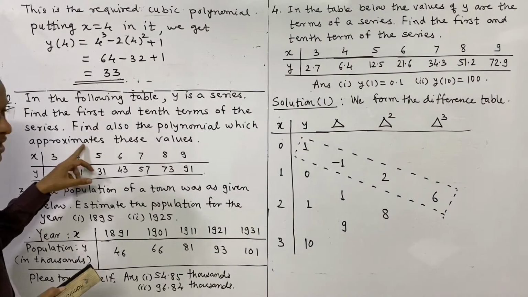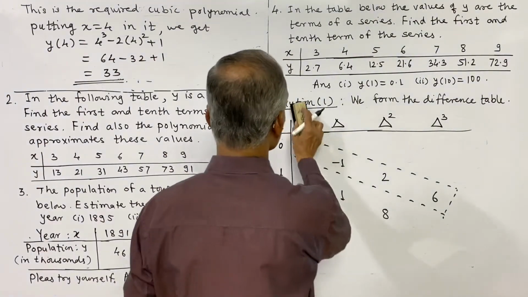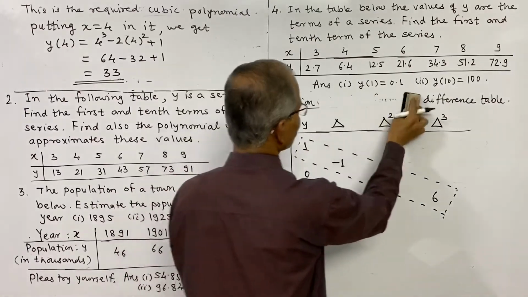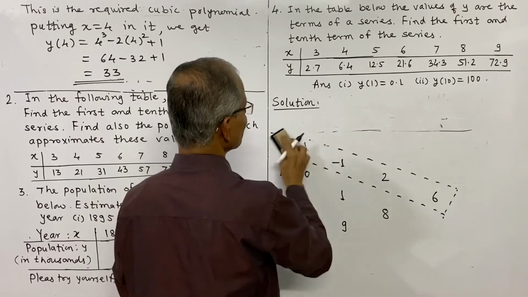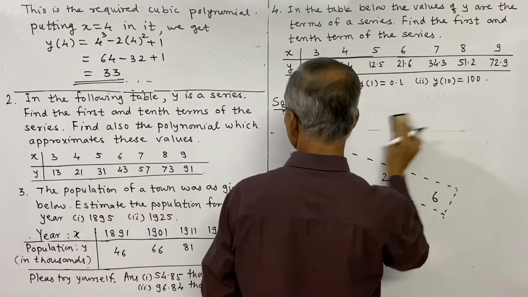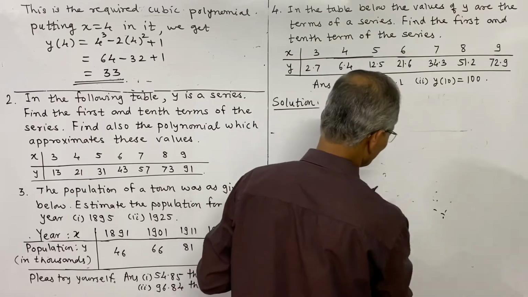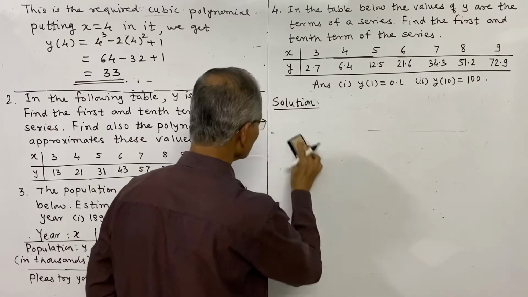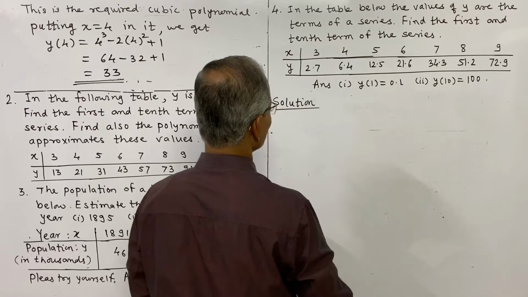In this example, we shall use the backward difference formula. Then it will be more clear to you. Now the solution for the second problem. Solution for 2. Again we form the difference table.